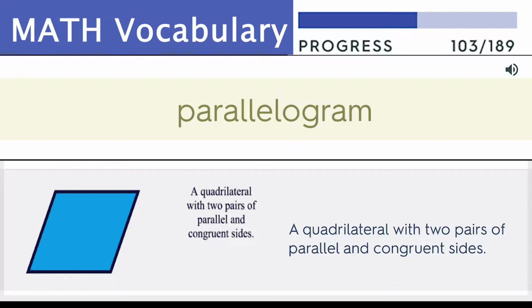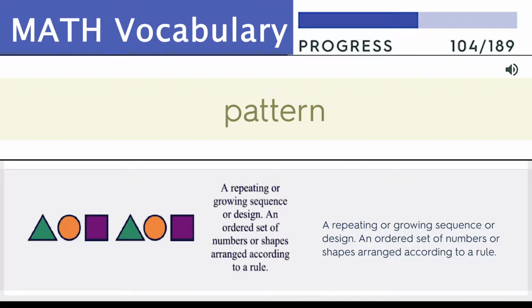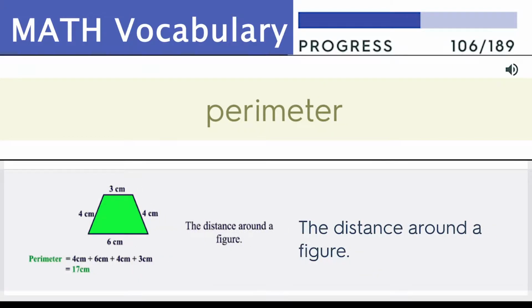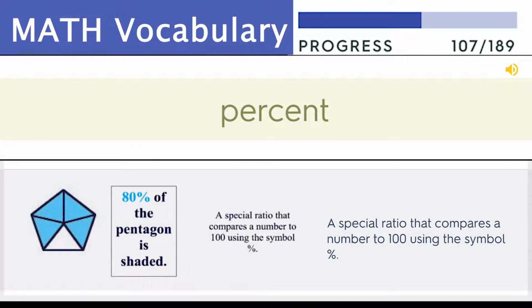Parallelogram. A quadrilateral with 2 pairs of parallel and congruent sides. Pattern. A repeating or growing sequence or design, an ordered set of numbers or shapes arranged according to a rule. Minute. 1/60th of an hour or 60 seconds. Perimeter. The distance around a figure. Percent. A special ratio that compares a number to 100 using the percent symbol.